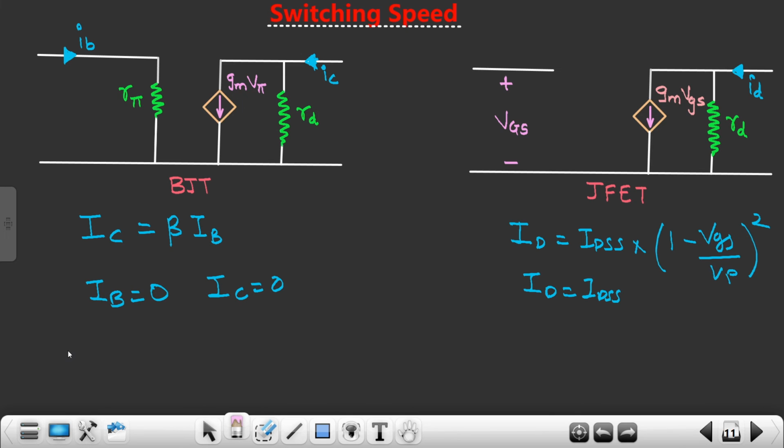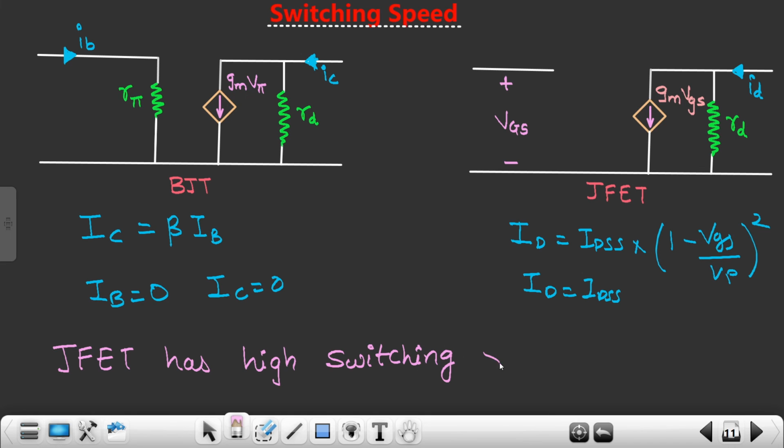Let me just conclude this particular point. JFET has high switching speed as compared to BJTs, right? As compared to BJTs.